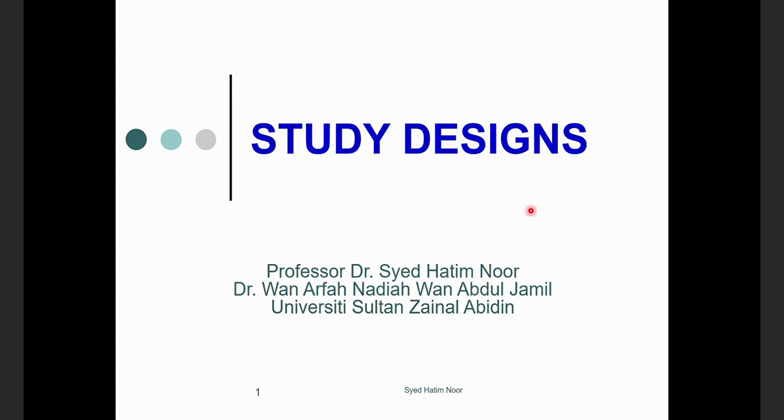Okay, so same thing in research. You must know the direction first. In research, of course, your direction is for you to answer your research question. So think of your research question. How are you going to collect the data? Are you going to collect prospectively or retrospectively? All this research question must match with your study design.